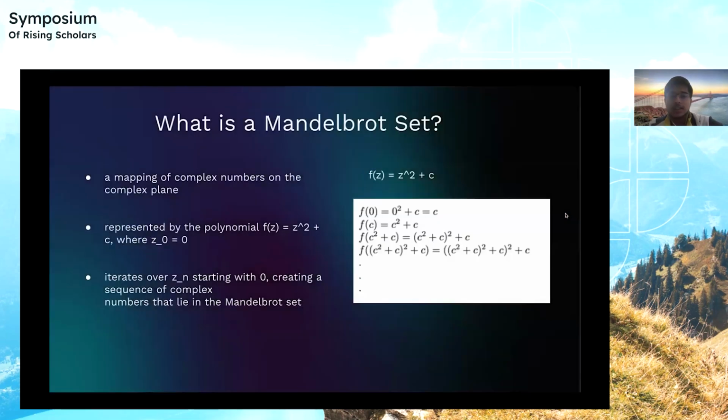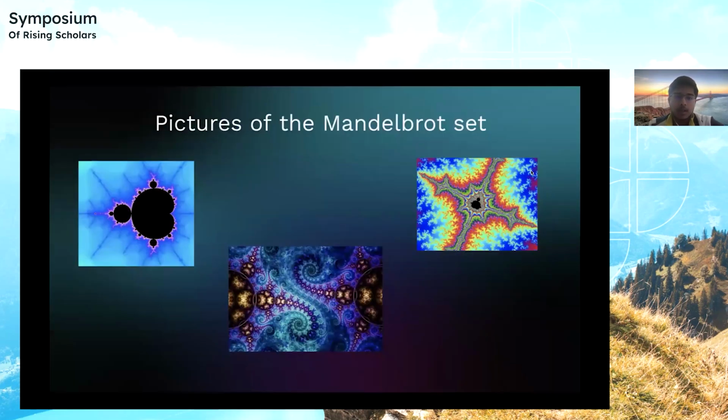So to recap, what is a Mandelbrot set? Specifically, it is a mapping of complex numbers on the complex plane represented by the polynomial f(z) = z² + c, where z₀ = 0, which is the zeroth iterate. It iterates over zₙ, the nth iterate, starting with 0, creating a sequence of complex numbers that lie in the Mandelbrot set. And here are some beautiful pictures of the Mandelbrot set.